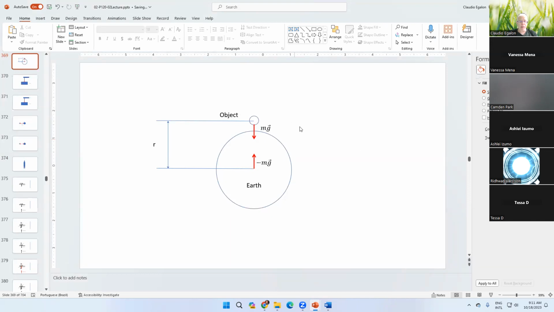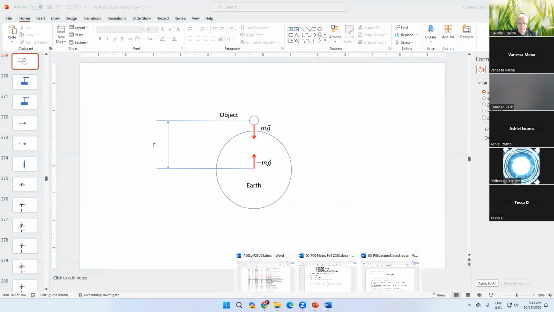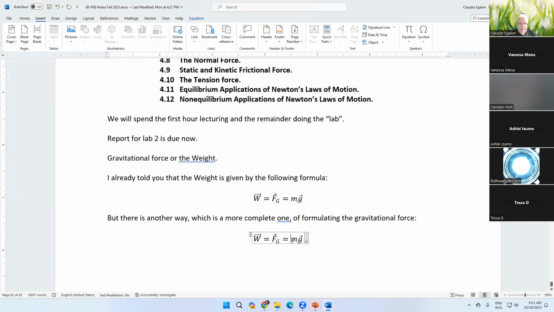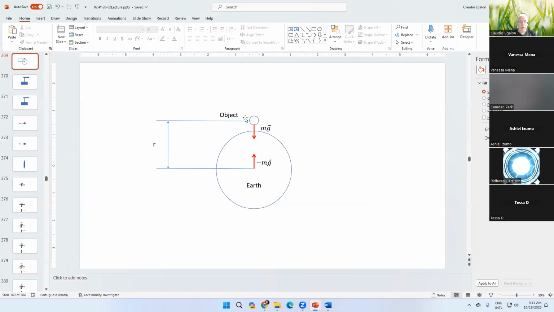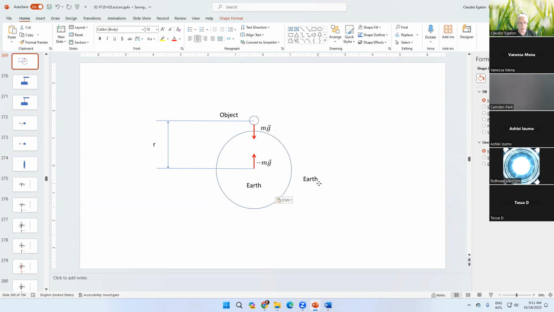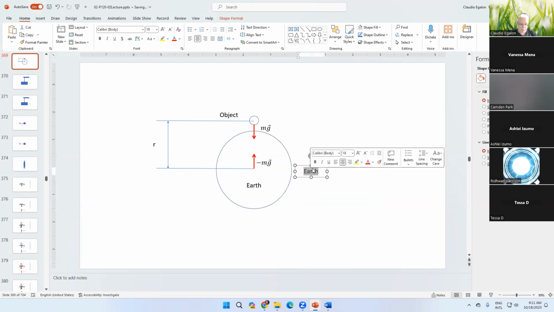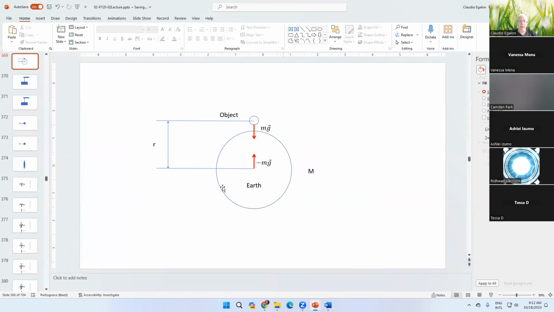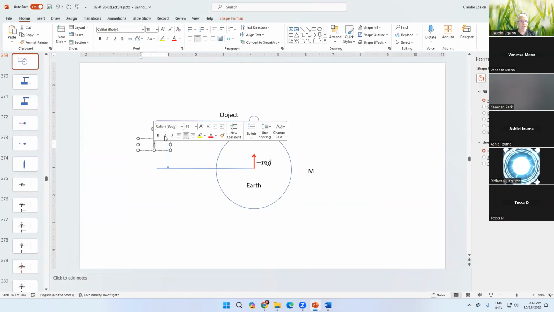Instead of calling this force equal to mg, we can also call it in a different way, which is a more complete one. This object has a mass m, and the Earth has a mass capital M. We're gonna put it like that. Notice that I have a distance here as well.